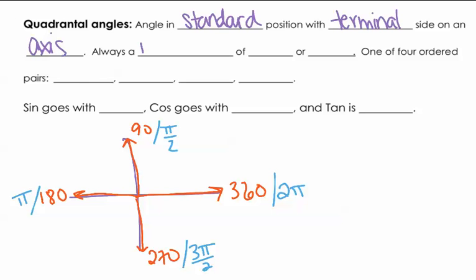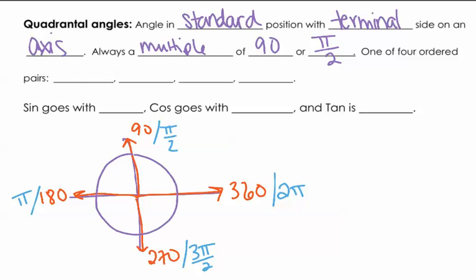It's always going to be a multiple of 90 degrees, because you can see that our axes are at right angles. They are 90 degrees, so every time you move to another one, you're just going up by 90 degrees, or pi over 2 if we're thinking about radians. It's going to be one of 4 specific ordered pairs. So we're going to be talking about the unit circle. The unit circle is just a circle that has a radius of 1.